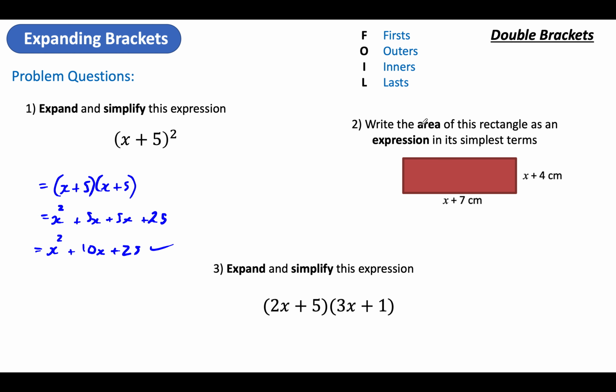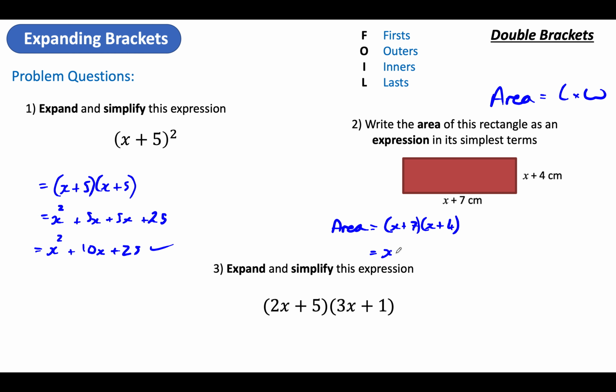Number 2, write the area of this rectangle as an expression in its simplest terms. Well, area of a rectangle is length times by width. Well, the length is x plus 7. The width is x plus 4. So if I want to work out the area, I need to do the length times by the width. It is a double brackets question.